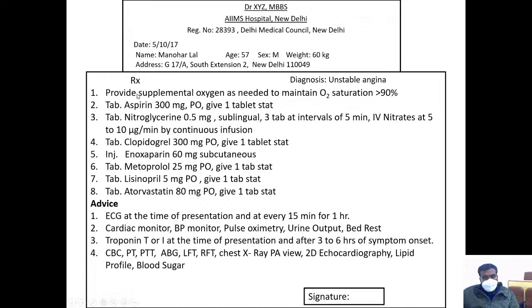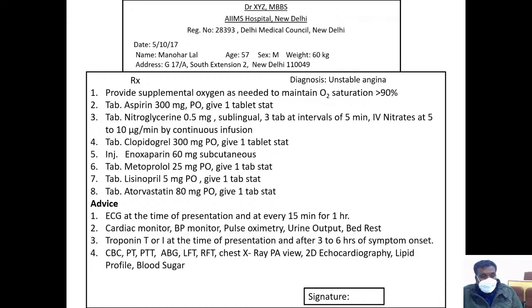So first, whenever the patient comes to the emergency, you have to take care of his oxygen saturation. So we have to provide supplemental oxygen as needed to maintain the oxygen saturation. Then we can give the antiplatelet drug aspirin 300 mg per oral, 1 tablet stat. Then to relieve the anginal pain, we administer nitroglycerin 0.5 mg sublingually. Sublingually, the action will be very fast. So 3 tablets at an interval of 5 minutes.